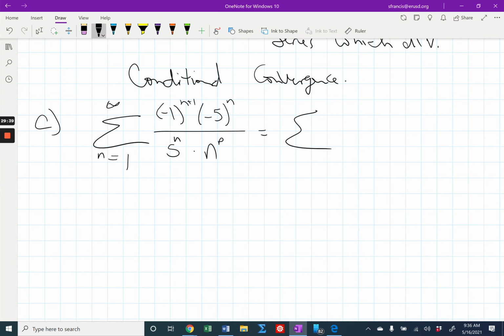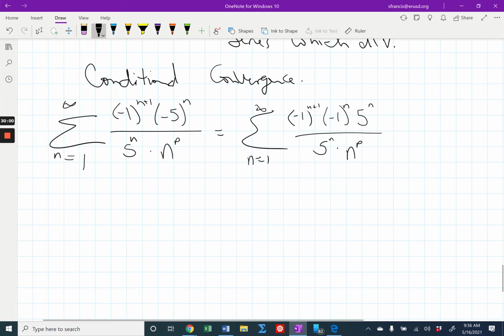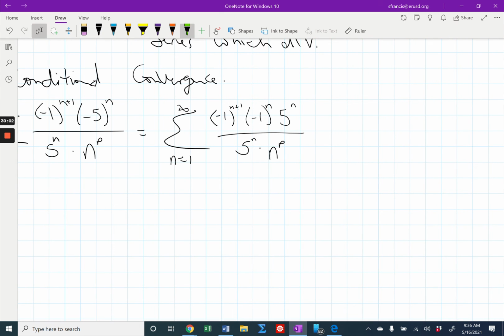Now, with this negative 5 to the n, we should separate this out a little bit. So this is negative 1 to the n plus 1. And then we're going to end up with negative 1 to the n times 5 to the n. I'm just using a basic exponent law from middle school, whenever you learned it. If I have a times b to the power of x, that's a to the x times b to the x.